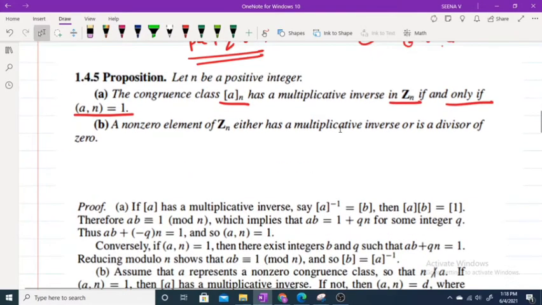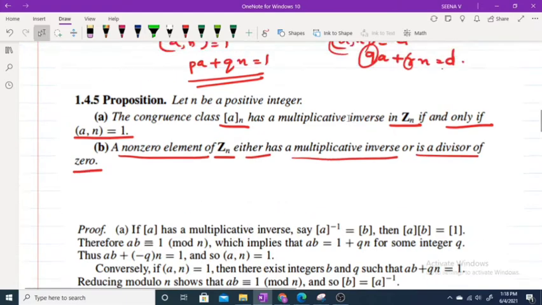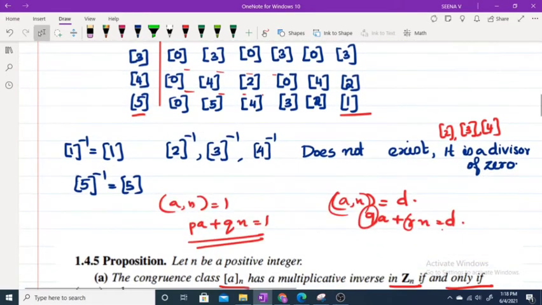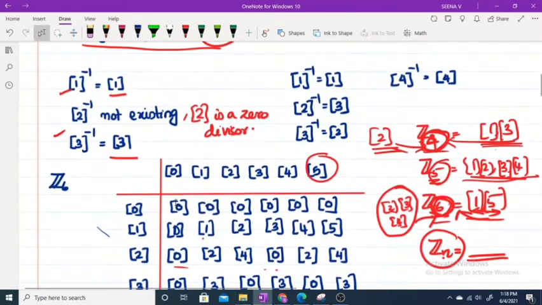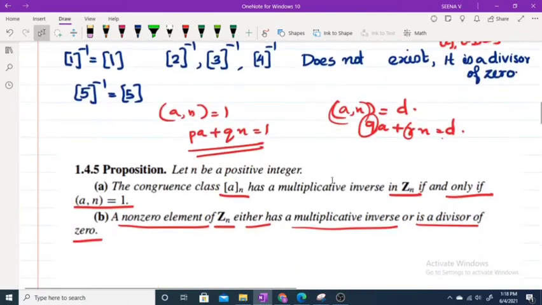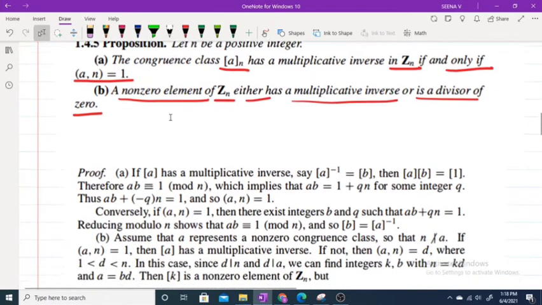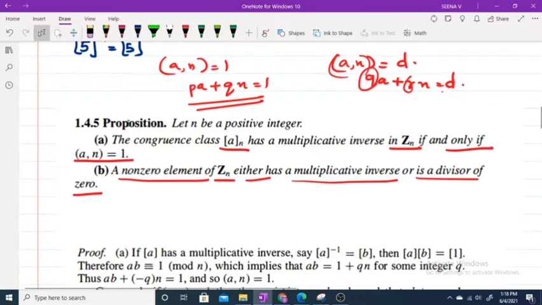So now next is the B part: a non-zero element of Zn either has a multiplicative inverse or is a divisor of 0. From this example it is clear. 1 and 5 are relatively prime to 6, and 2, 3, 4 are divisors of 0. So now moving to the proof of this proposition 1.4.5.